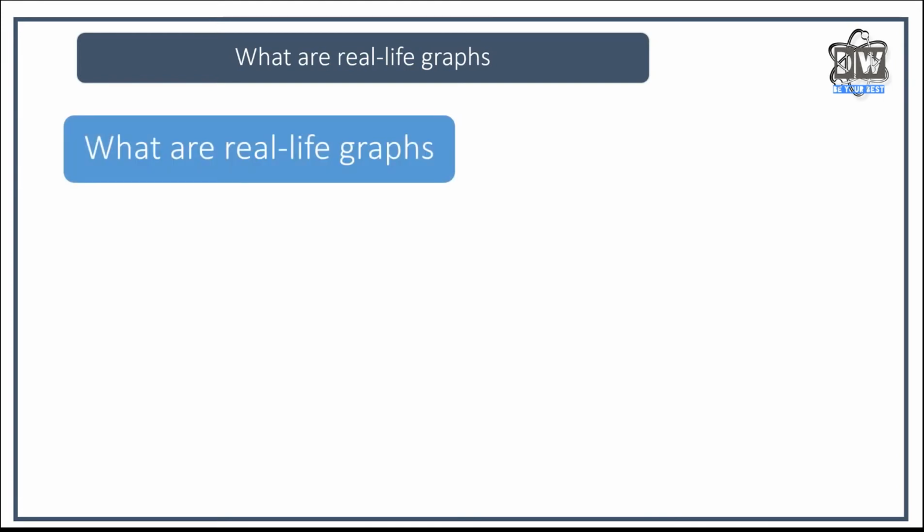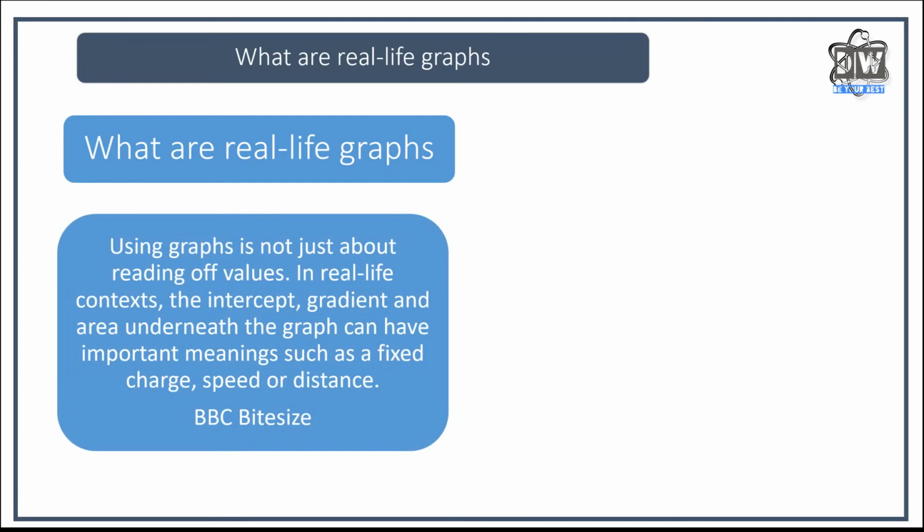But what are real-life graphs? Well, very simply, using graphs is not just about reading off values. In real-life context, so real-life graphs, the intercept, gradient, and area underneath the graph can have important meanings such as fixed charge, speed, or distances, and that's from BBC Bitesize.